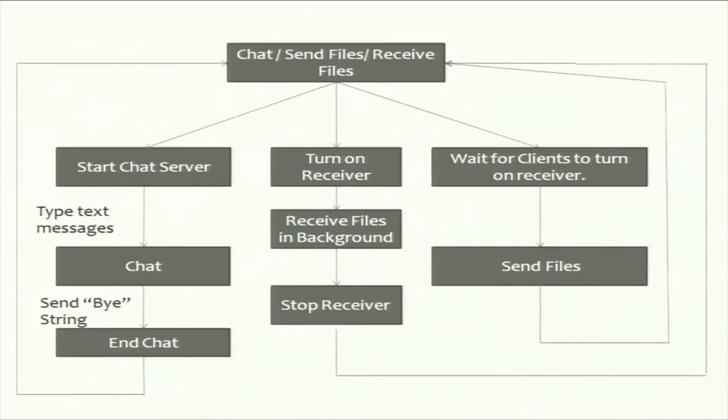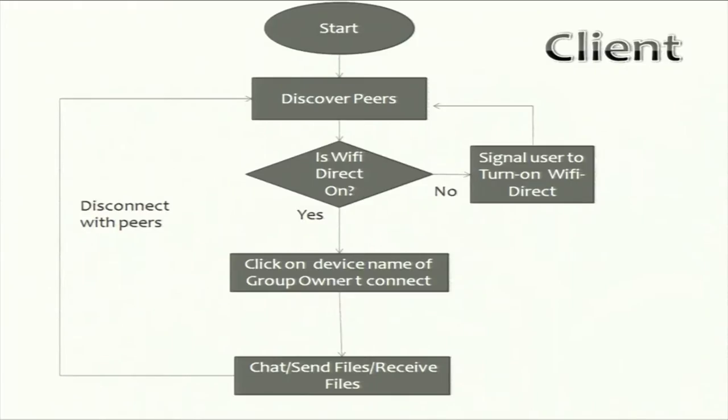Next, about the chat server: the group owner can start the chat server, then he has the option to text anything to any of the clients. Once the group owner has turned on the chat server, the first client who connects to the group owner will be able to chat with him. If other clients try to chat in between, they will get the message that the server is busy right now.